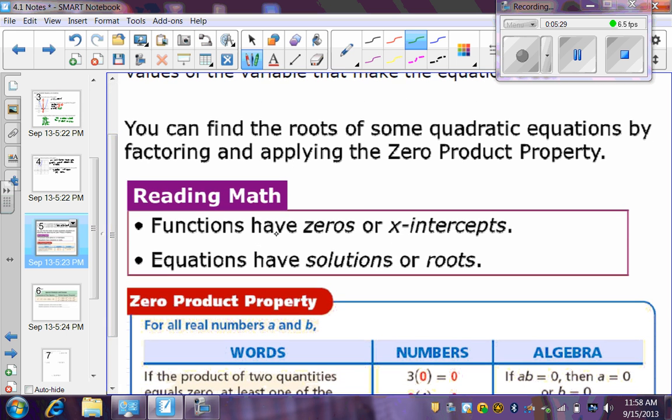And just so we're clear on when you will hear the term zeros and when you will hear the term solutions or roots, when we're talking about the functions, typically they will use the term zeros or x-intercepts. When we're talking about solving the equations, we will talk about solutions or roots. But they're all the same thing. They're all essentially where the graph crosses the x-axis.